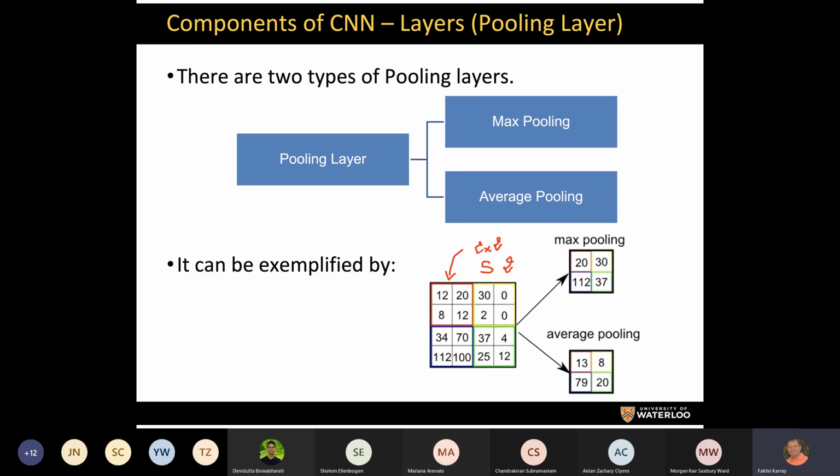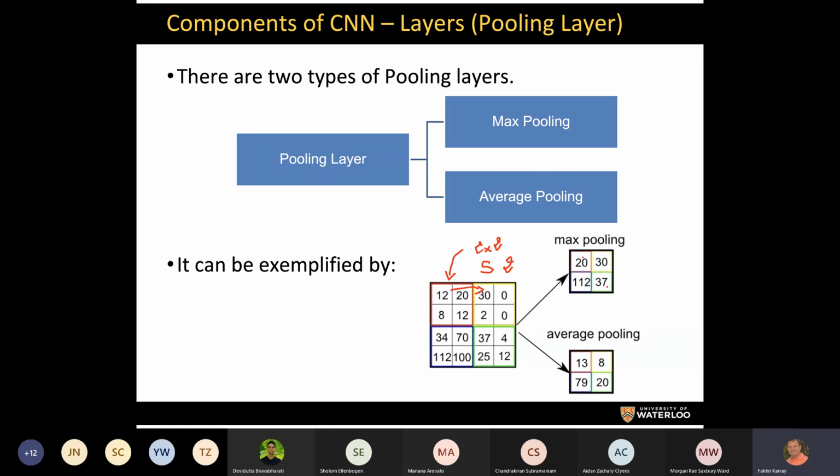Okay, so let's look at max pooling, what we mean. Here we have a 2 by 2 window. We take the maximum of this 2 by 2, and we obtain the value of 20. Then we do strides of 2, and we end up in this yellow region, and the maximum is equal to 30. Here the maximum is going to be equal to 37. And here the maximum is going to be equal to 112.